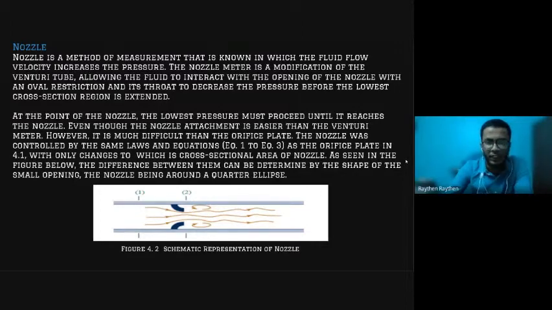Even though the nozzle attachment is easier than the Venturi meter, however, it is much more difficult than the orifice plate. The nozzle was controlled by the same laws and equation as we saw just now, which is the orifice plate in 4.1, with only changes to the cross sectional of nozzle. As in the figure below, the difference between them can be determined by the shape of the small opening, the nozzle being around a quarter ellipse.